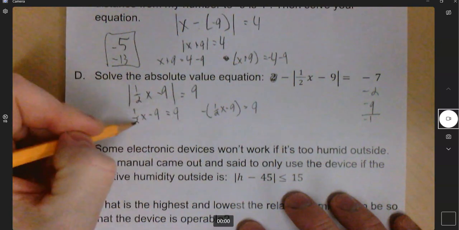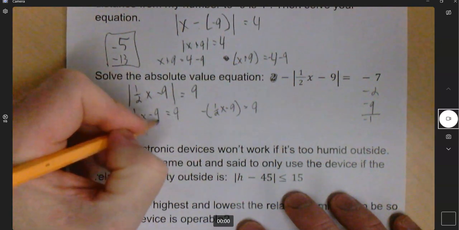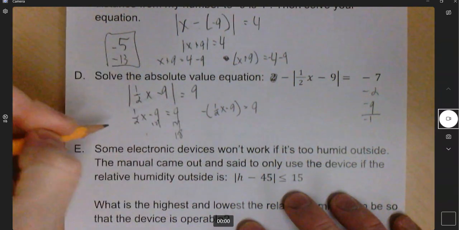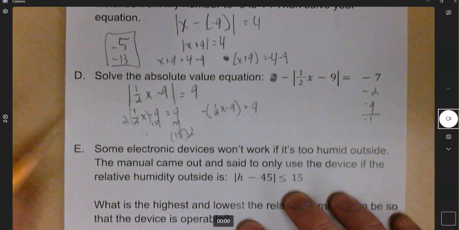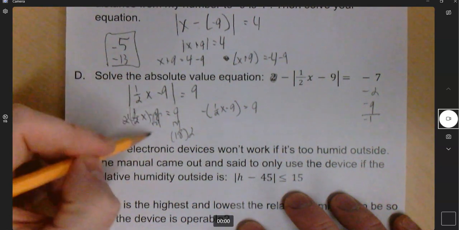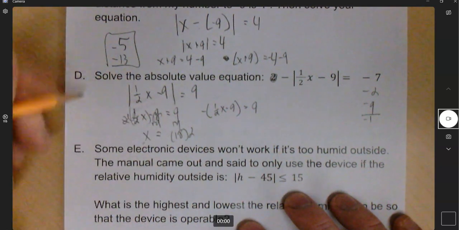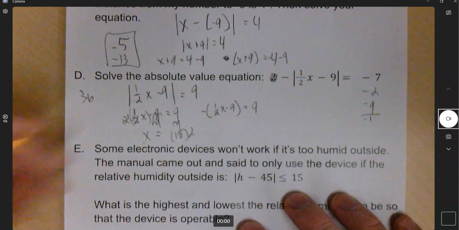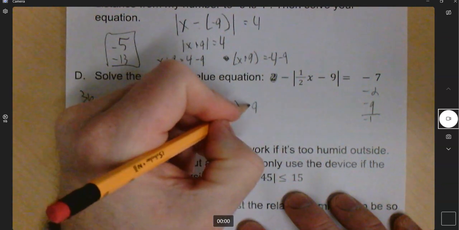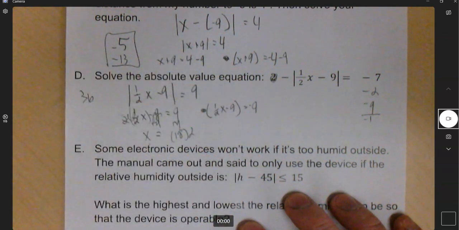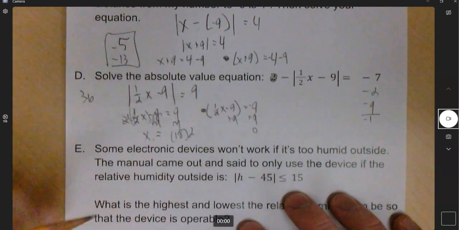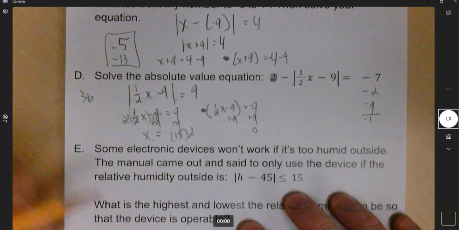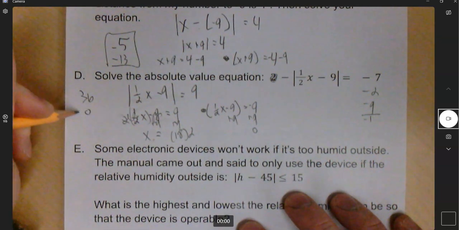I'll add 9, I'll multiply both sides by 2, so add 9, 18. Multiply both sides by 2, and those will cancel. I'm left with x equals 36. One of my answers. Over on the other side, I'll divide by a -1 to make that a -9. I'll then add 9. That'll give me 0. And I'll multiply by 2 again, and I'll still get 0. So my two answers for this one are 36 and 0.